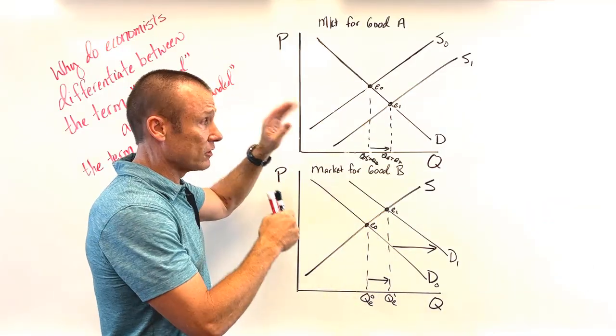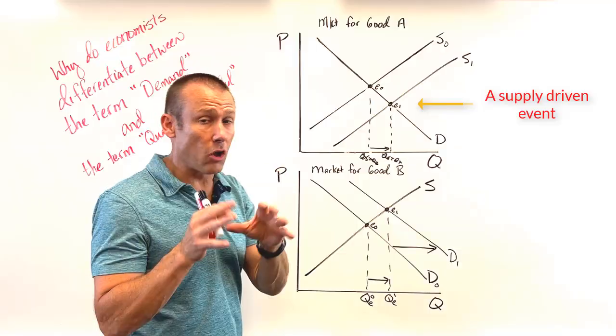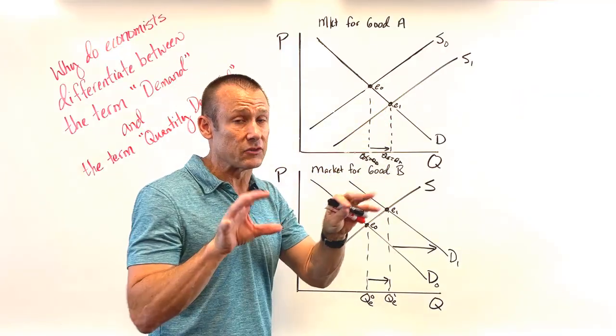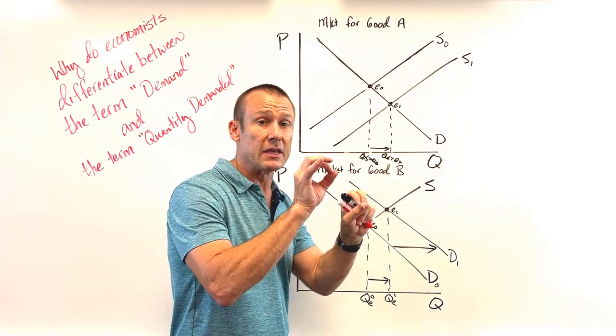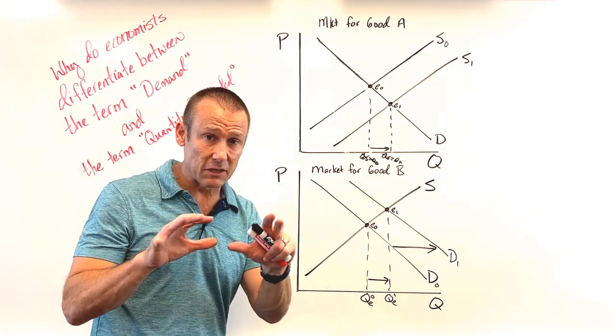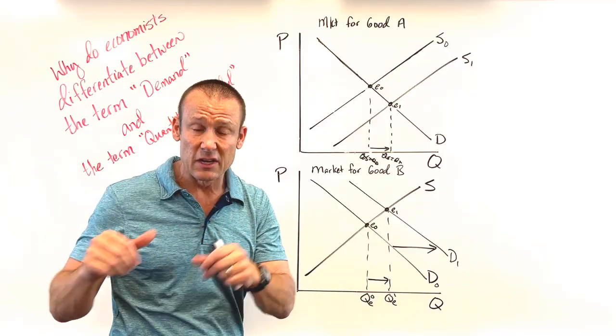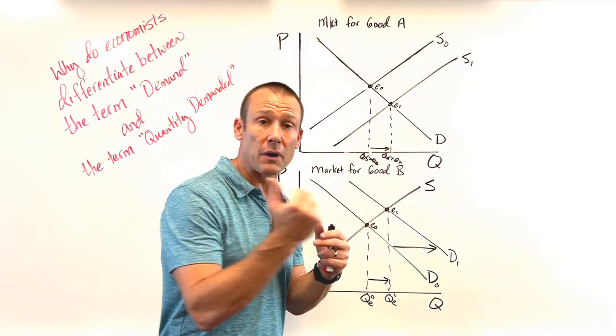Got it. Here, supply-driven event. All it was, was an increase in the quantity demanded. Demand didn't change. It was just an increase in quantity demanded. No attributes of the demanders changed. It was just that the price went down, so they're buying more.